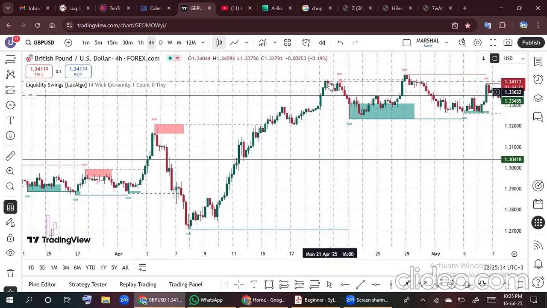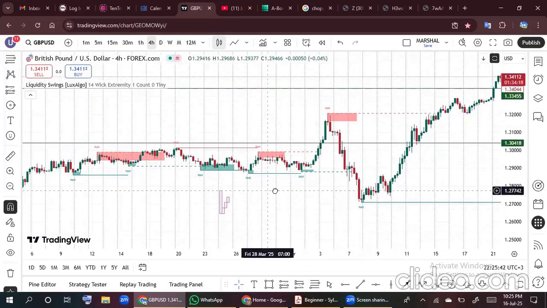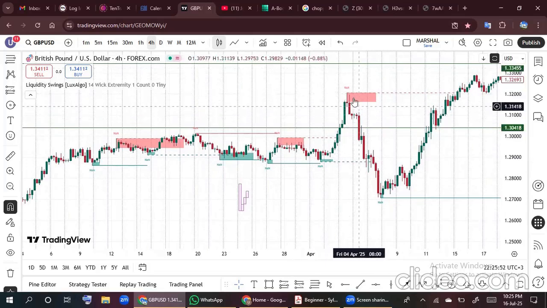Yeah, so this is an example of it. This is an example of it. This is also an example because this closed, I think, a little bit 50% below it. So this is an example of an evening star candle.